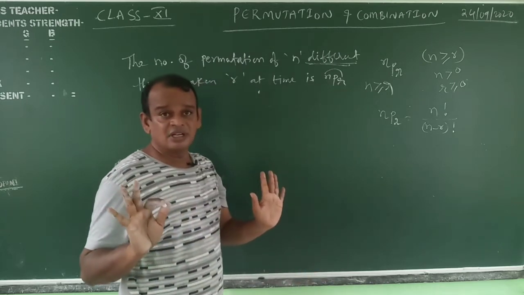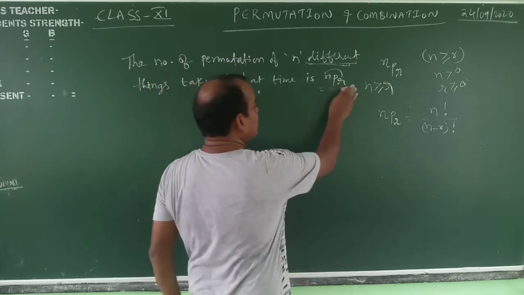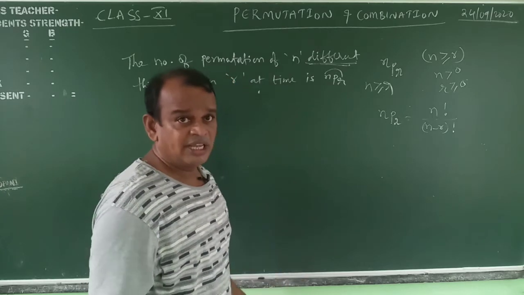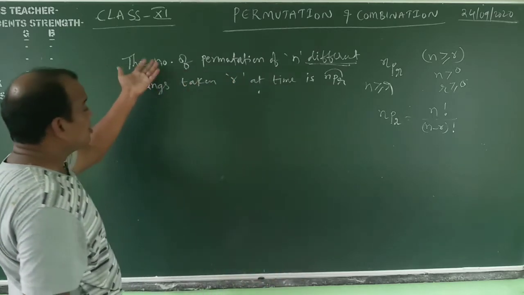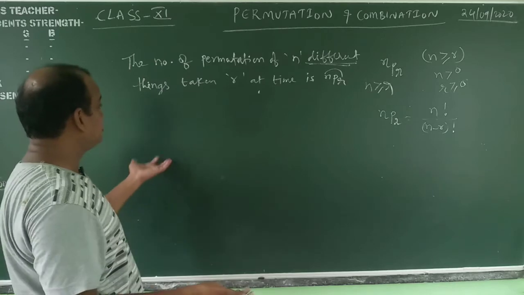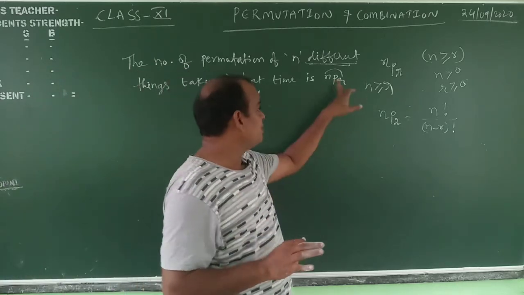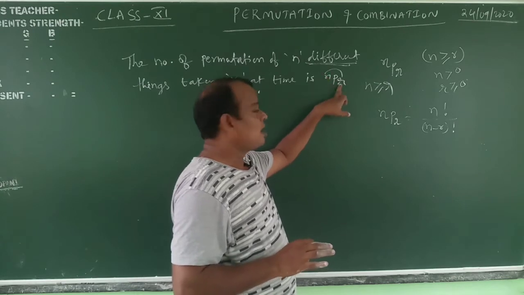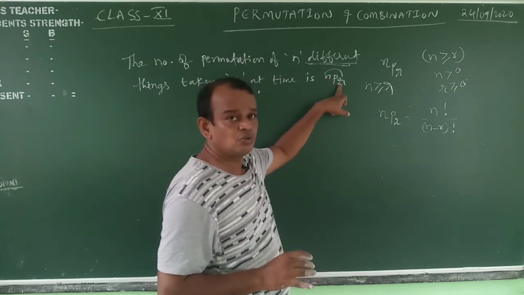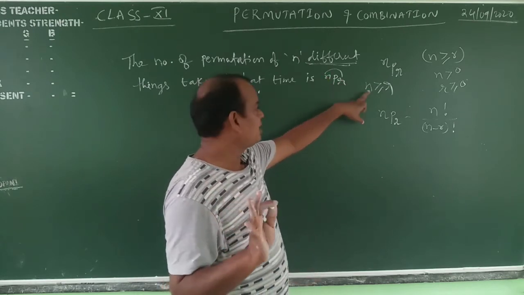Okay, my dear students, remember this one, very, very important. This is also nPr. What is the meaning of nPr? The number of permutations of n different things taken r at a time is nPr. That is the formula. P means permutation. n is a natural number, r is a positive whole number, n greater than or equal to r.